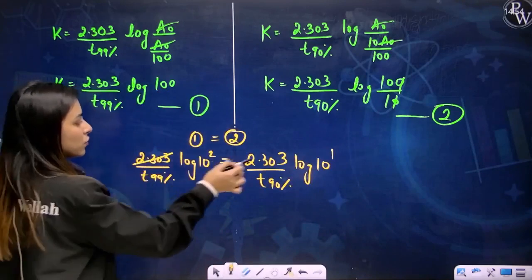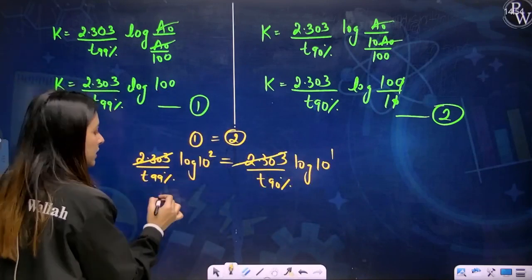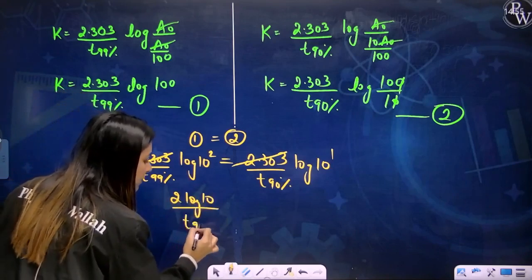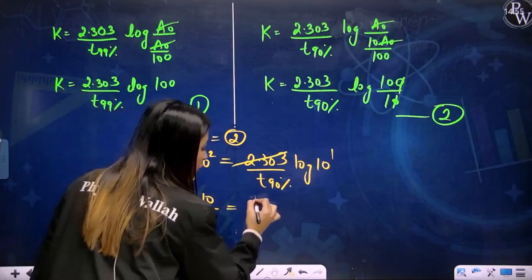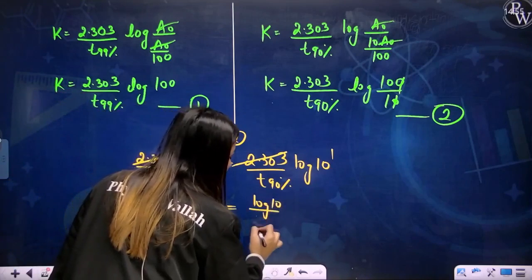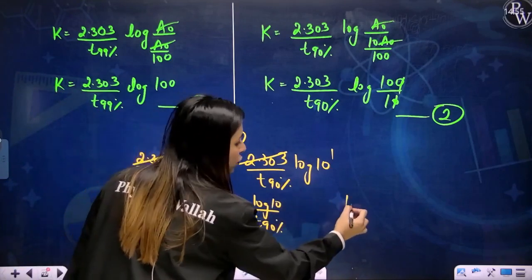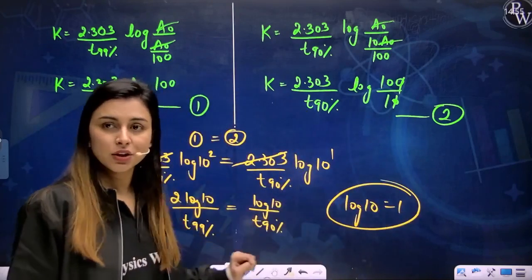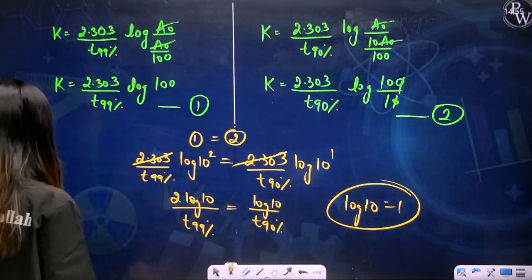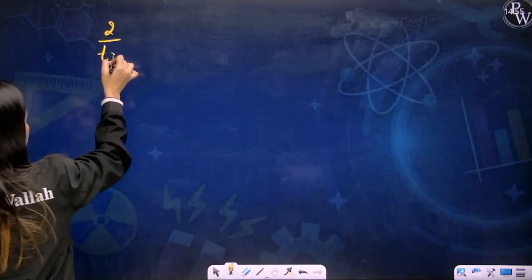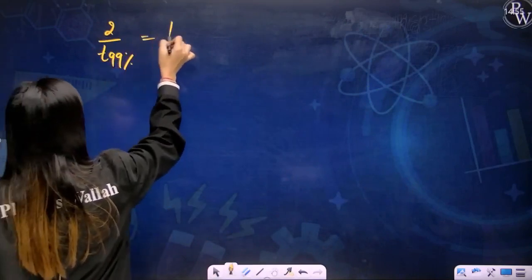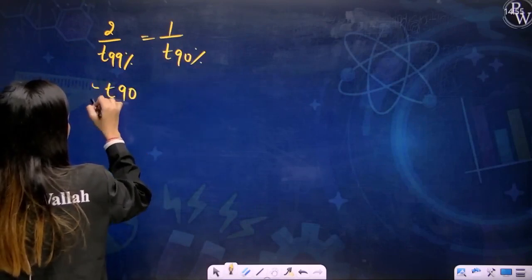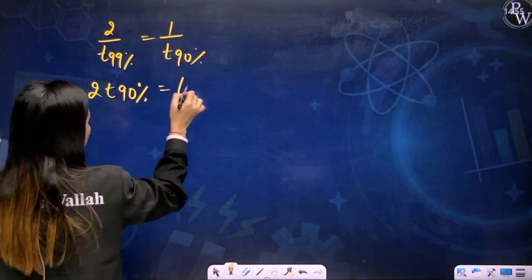So 2.303 cancelled here, and can I say 2 log 10 upon t 99% is actually equal to log 10 upon t 90%, and we know that log 10 is equal to 1. So we'll use this. Can I say that 2 upon t 99% is equal to 1 upon t 90%? So 2 times t 90% is actually equal to t 99%.